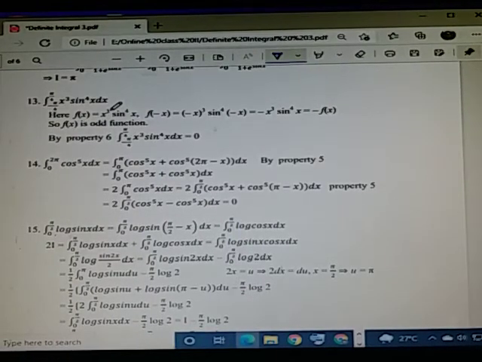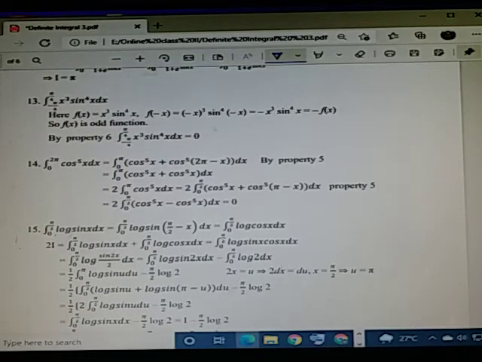So this function is f of x is x cube sin to the power 4 x, and f of minus x, in place of x you write minus x. So this becomes again sin to the power 4 because the power is even. So it is sin to the power 4 x, and this becomes minus x cube. That is why f of minus x is equal to minus f(x). Which means f(x) is an odd function.